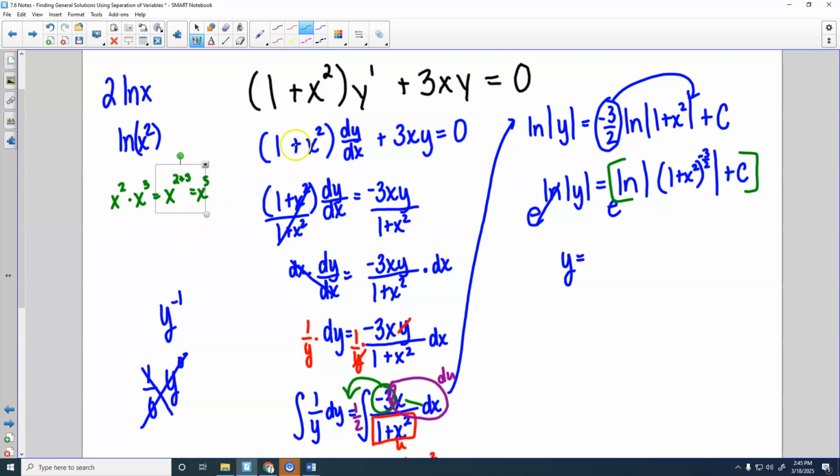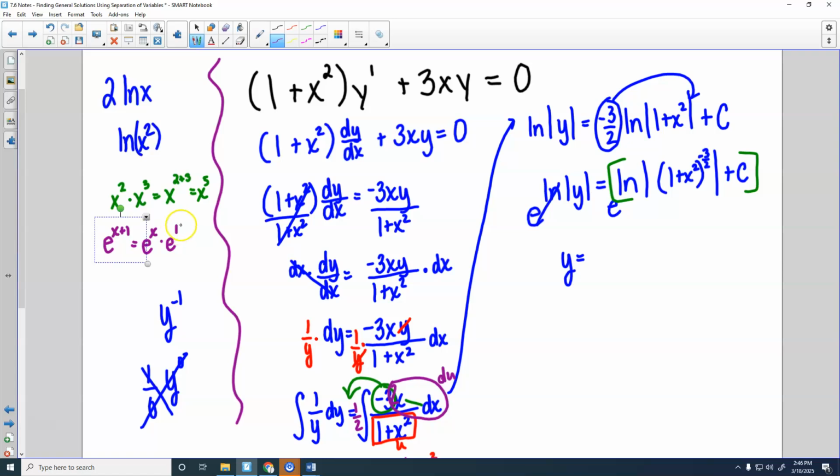right? So let me do another simple example over here. This has nothing to do with the problem. I'm just trying to explain what I'm doing. Like if I had e to the x plus 1, I could write it as e to the x times e to the 1. Correct? So over here, I could write this as e to the natural log of the absolute value of 1 plus x squared to the negative 3/2 times e to the c.